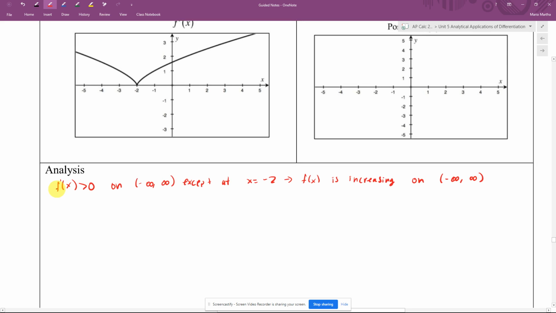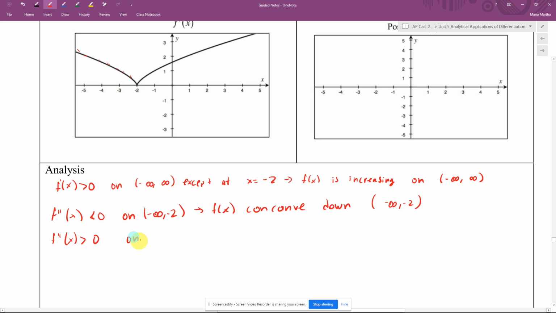And then we're going to look at f double prime of x. So f double prime of x is slopes. If you notice here, the slope is always negative until we reach negative 2. So it's less than 0 on the interval from negative infinity to negative 2, I'm sorry. And then we're going to say that f of x is concave down on that same interval. And then f double prime of x is positive on the interval from negative 2 to positive infinity. And then we're going to say that f of x is concave upward on that same interval.